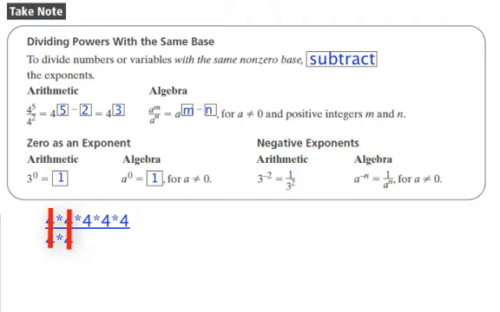We're going to try another example. We're going to try 4 to the negative 3rd power. That means you have a 1 on the top and 4 to the 3rd power on the bottom.